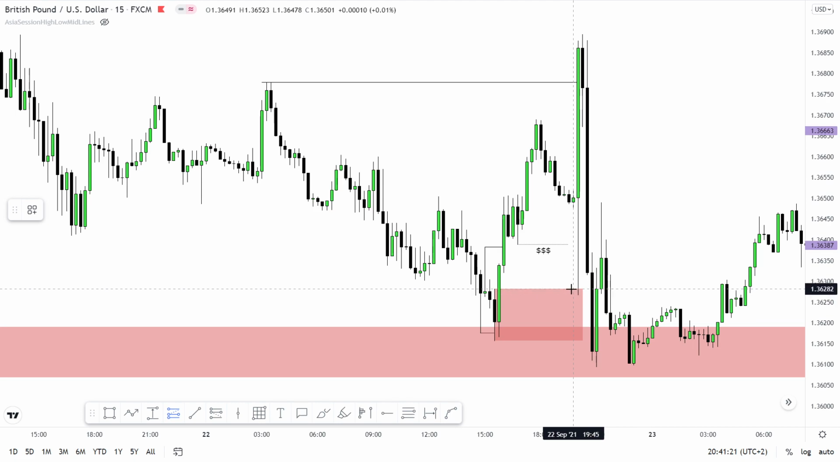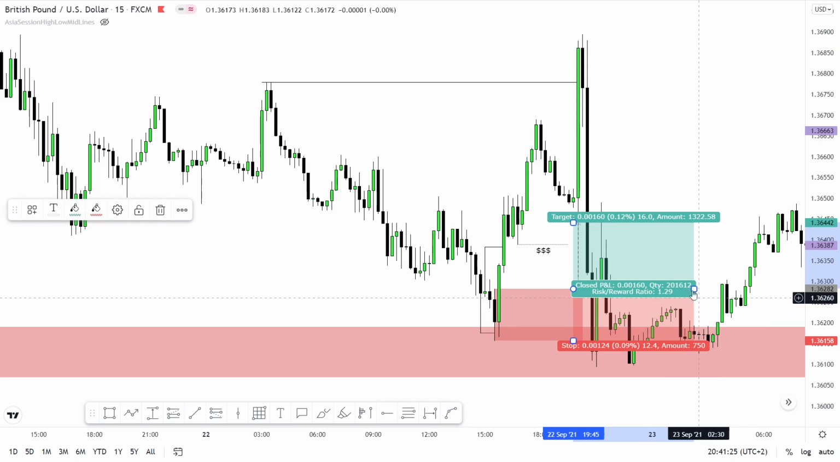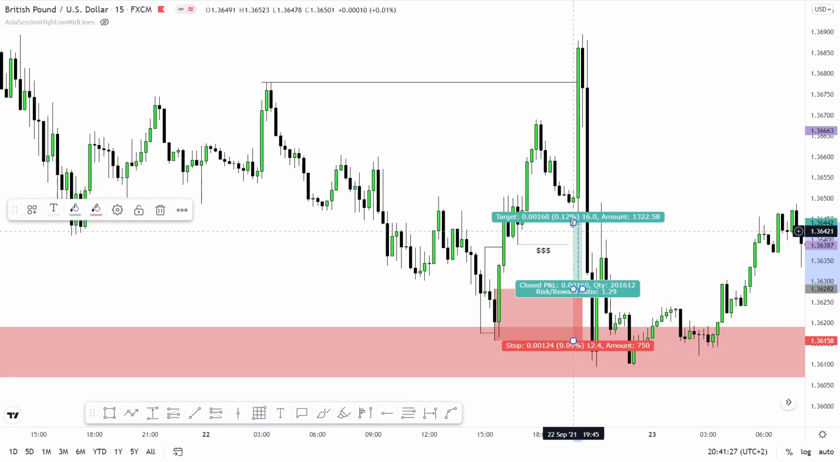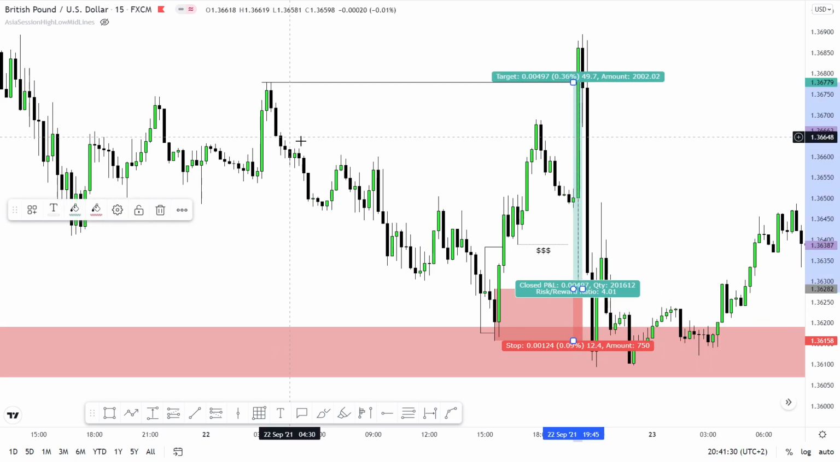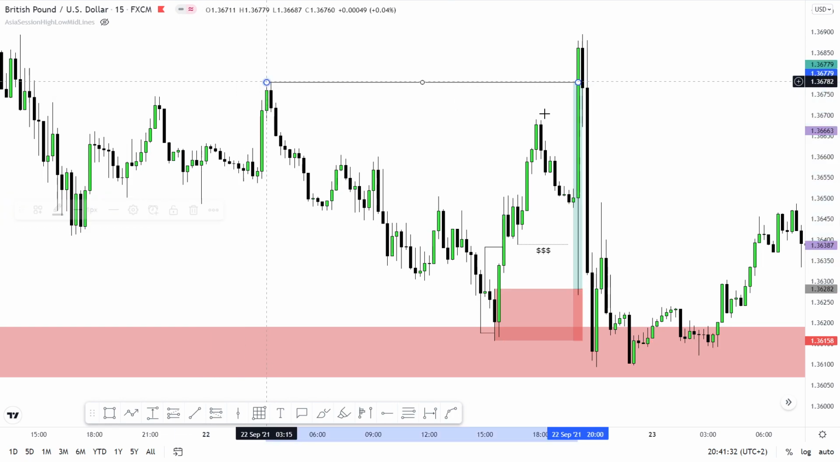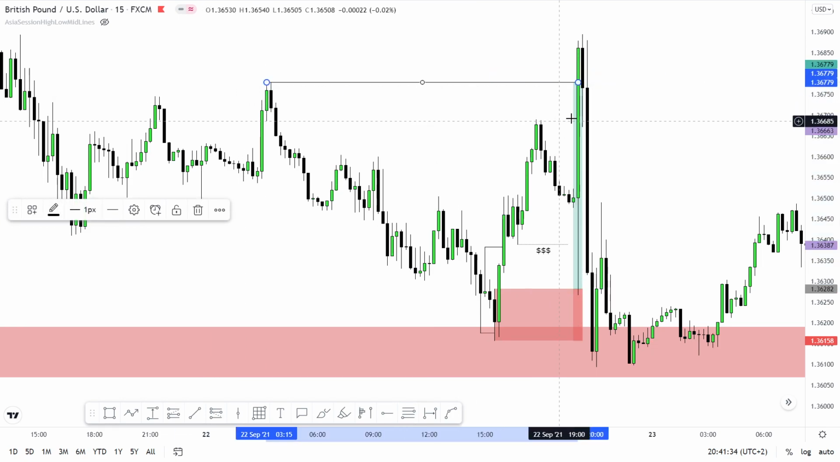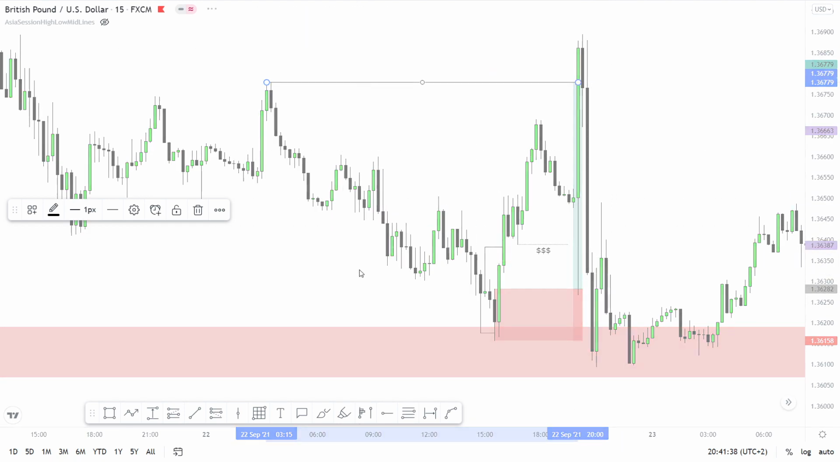Take your buy and you get a quickie, right? You get your quickie. In less than 5 minutes, you're already 50 pips up, and then we take the sell here. Let's see how far it went though.